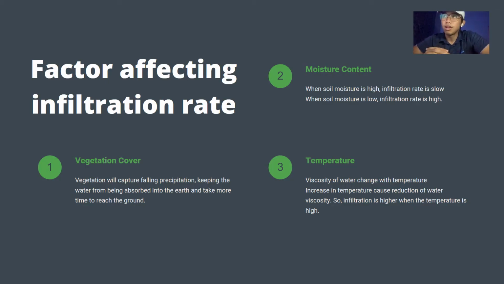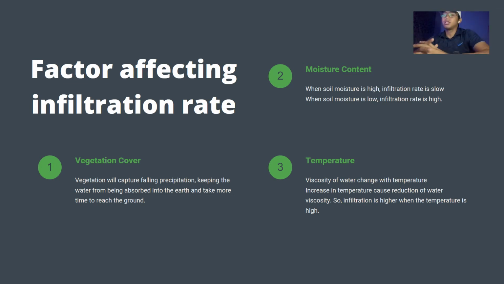So moving forward to the next agenda, which is the factors affecting infiltration rate. There are a few factors affecting infiltration rate, and today I'm going to share with you guys a few. So the first one is the vegetation cover. The vegetation will capture falling precipitation, keeping the water from being absorbed into the earth. This is because the branches, the leaves, etc. of the vegetation will stop the water from hitting the ground, and this will cause the water to take more time to reach the ground. Thus, the infiltration rate will become lower.